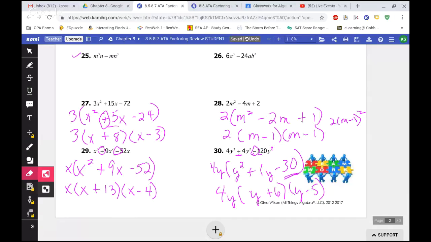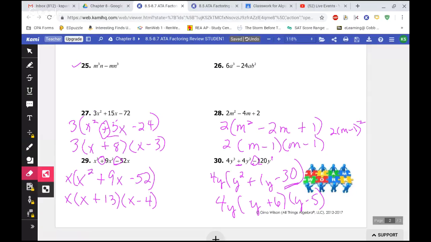Yes, ma'am. Good. Just remember, you're looking for factors of that last term, that final term, and you're adding to get the middle. So factor to get the C, combine to get the B.